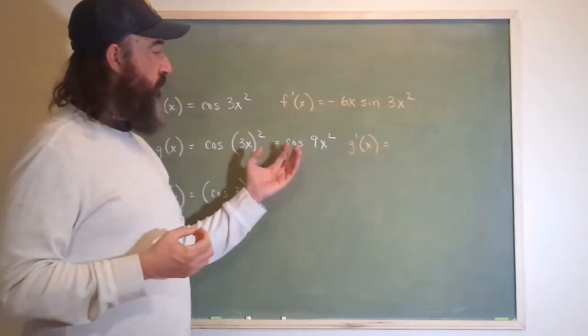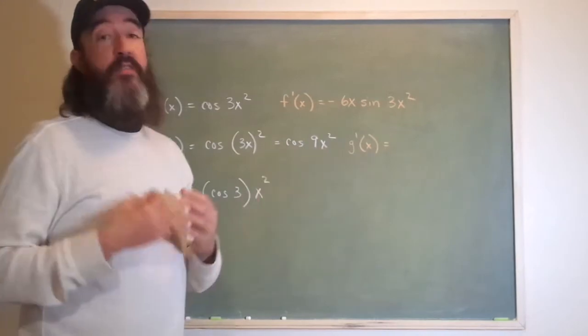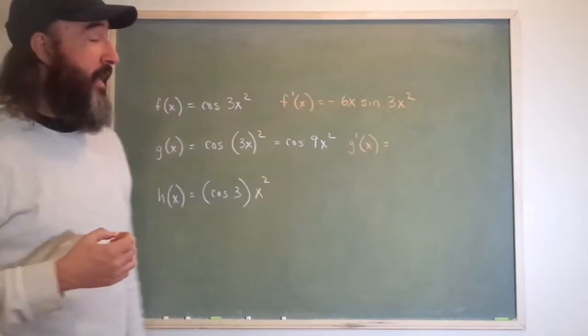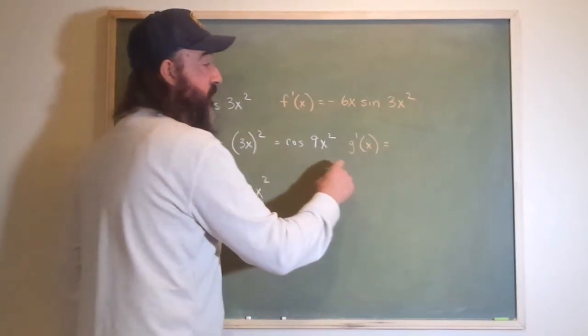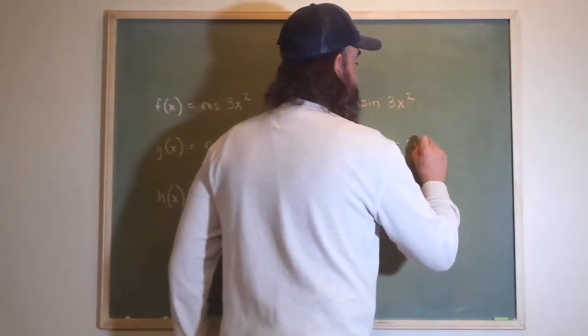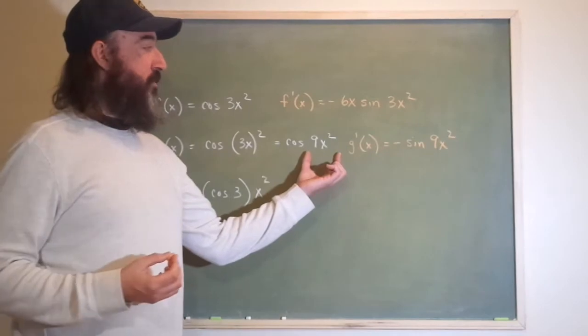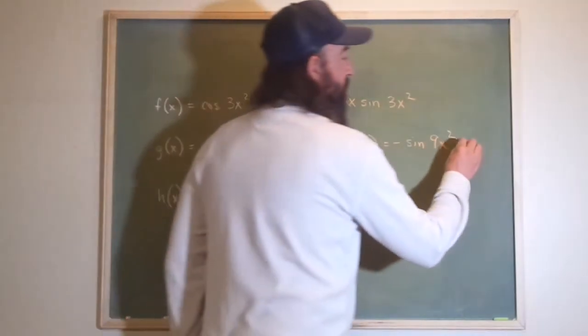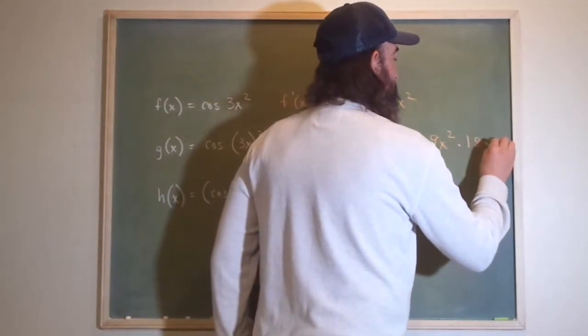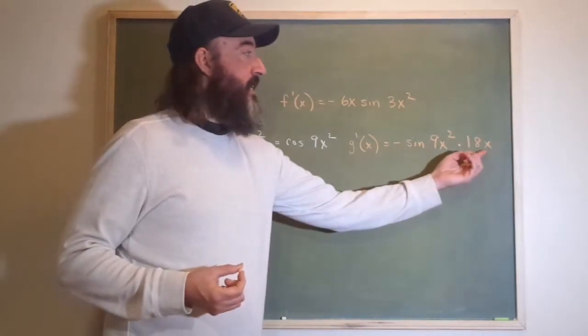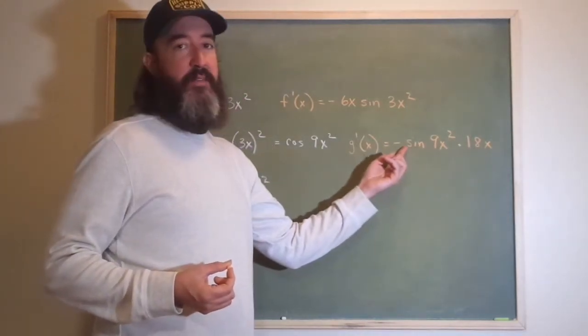Let's get the derivative of cosine 9x squared. The derivative of cosine is negative sine, so the derivative of cosine 9x squared is negative sine 9x squared. But then times the derivative of 9x squared, so times 18x. Let me move my 18x in front of sine.